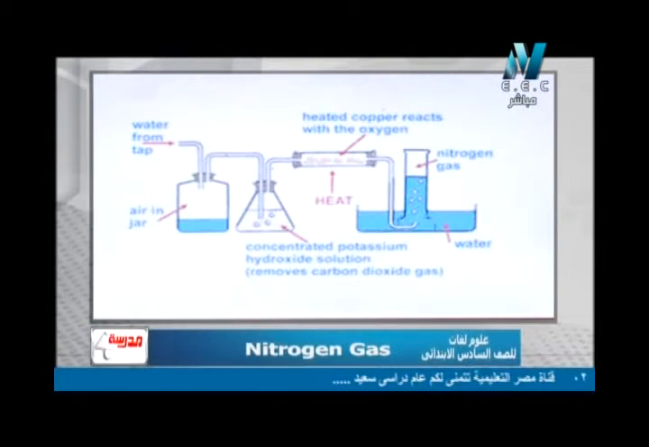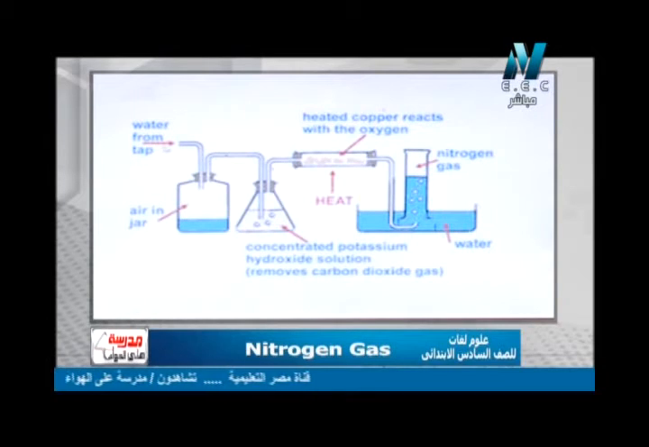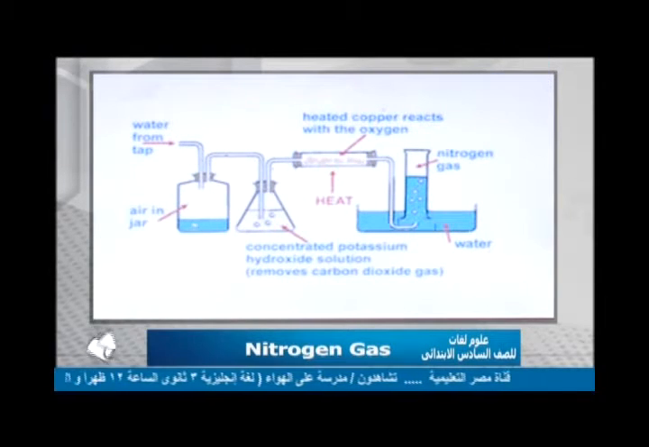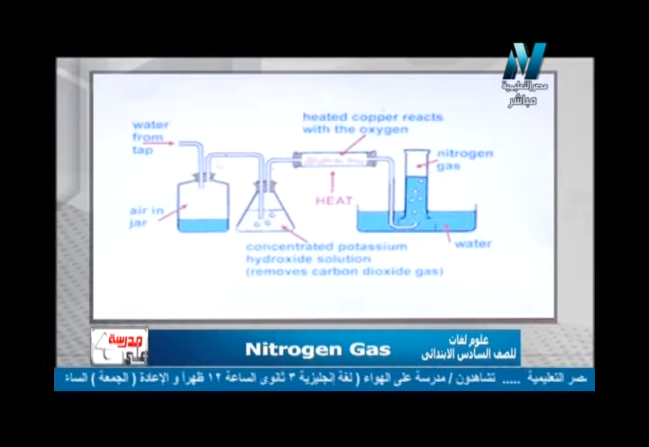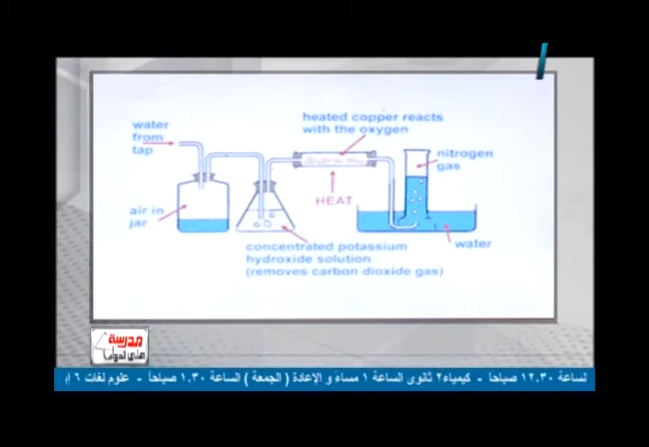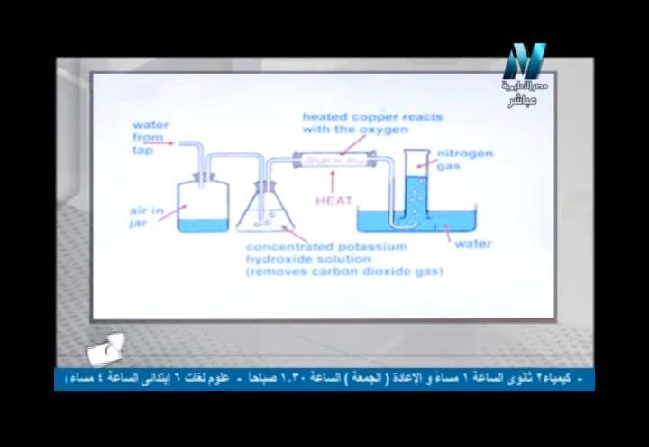Look here. This is a very important image for nitrogen gas preparation. Look here. Here I have air. هنا عندي الهواء. And when I open the tap لما بفتح التاب of water, water goes to the bottom of the jar and air comes up. الهواء هيطلع لفوق. Air comes up in this tube and goes to the first stage أو مرحلة. I will remove what? Remove carbon dioxide gas. How? By sodium hydroxide or potassium hydroxide.